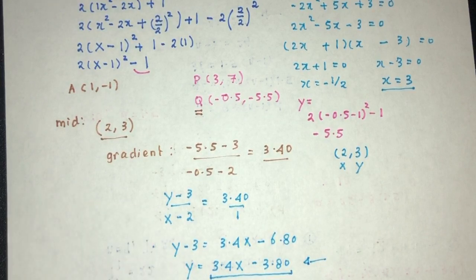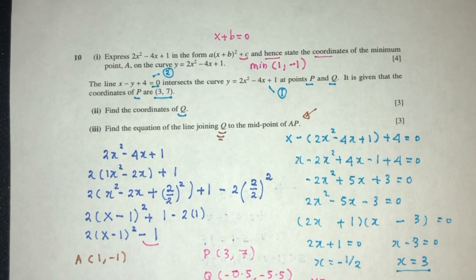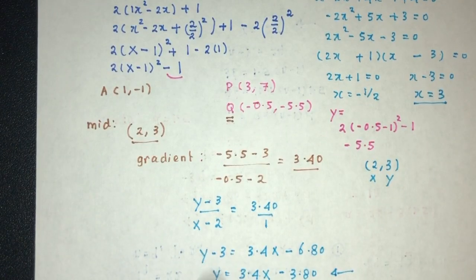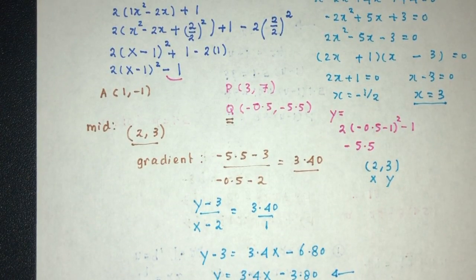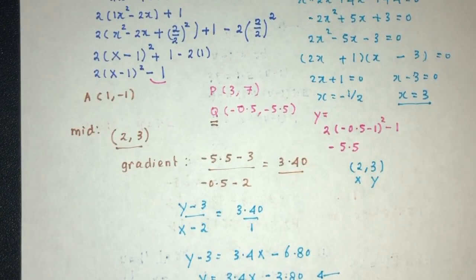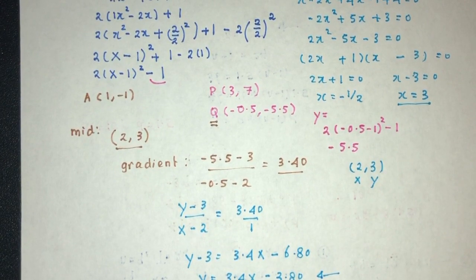Okay, so that will be my equation of the straight line joining the point Q and the midpoint of AP. Again, this is my method that I use to find the equation of a straight line. If you have other methods, you can use your own as well. But the main point is that to find the equation of a straight line, you have to have a passing point and the gradient of the line. Okay, and that will be question number 10.